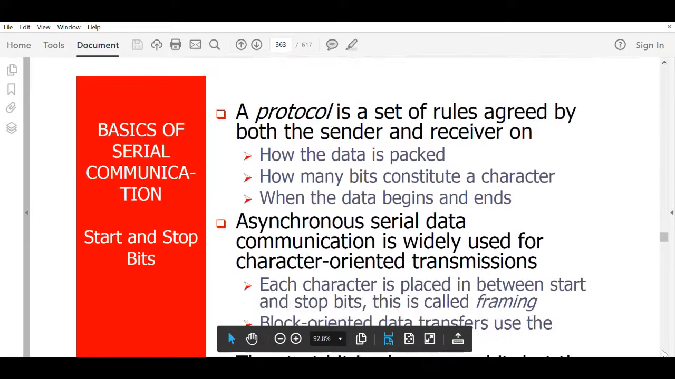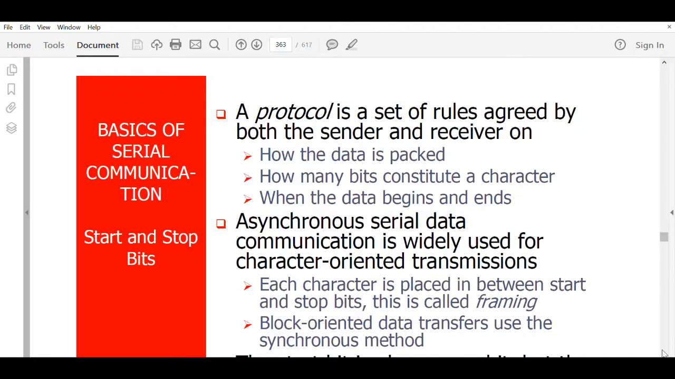Then the next term you should know is a protocol. A protocol is a set of rules between the sender and the receiver, or the transmitter and the receiver, depending on how the data is packed, because the transmitter transmits the data to the receiver. Now the receiver should know how the transmitter will pack the data. Only then will the receiver understand what data has been sent, like what has been received.